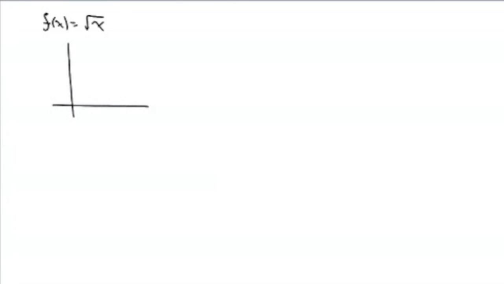So what's the first number I can take a square root of? 0. Way over here. 0. Square root of 0 is 0. So we start at the origin. What's the next nice number I can take the square root of? 1. Square root of 1 is 1. Next one I can take is 4. Square root of 4 is 2. This graph kind of looks like this.